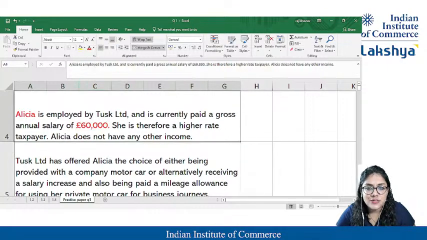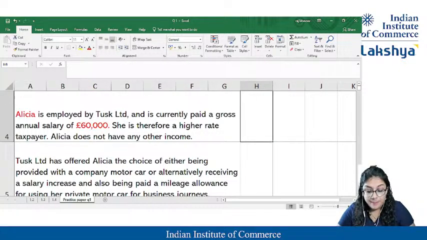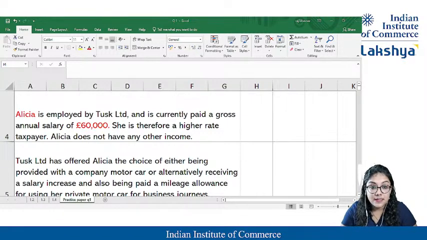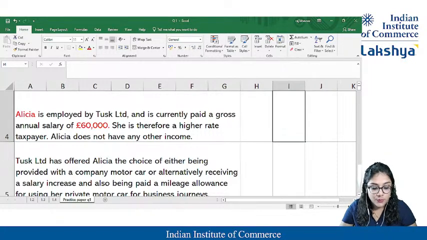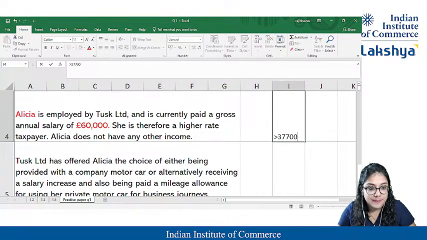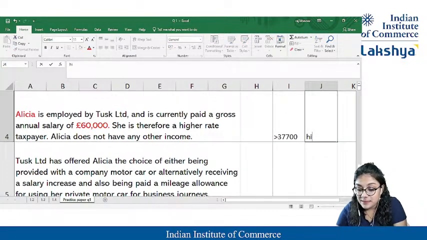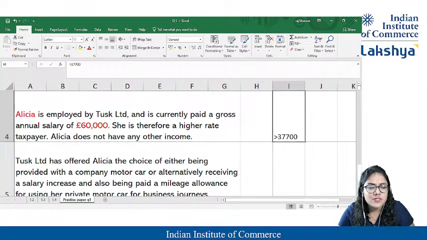Guys, when we understand that she is being paid £60,000, my first concept should hit me: I should understand that Alisa is the taxable person whose income is greater than the first band, that means greater than the normal basic rate taxpayers, right? So we should just analyze this. After seeing this, I should know that, oh yeah, ma'am, my income is greater than 37,700, so maybe I'll be falling under a higher tax slab, a higher rate. So okay, what I can do is write it like this. It is obvious that we are falling under a higher tax rate.